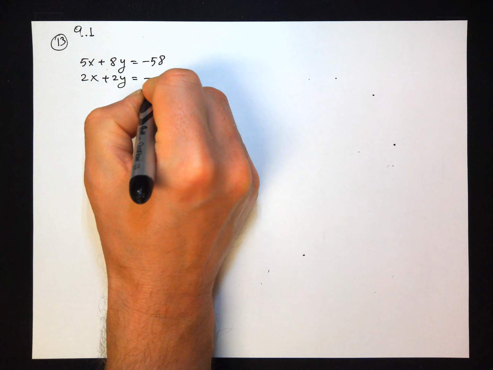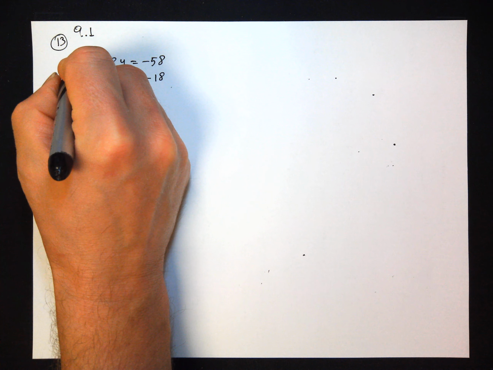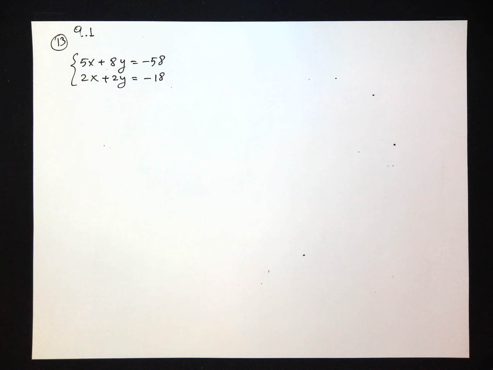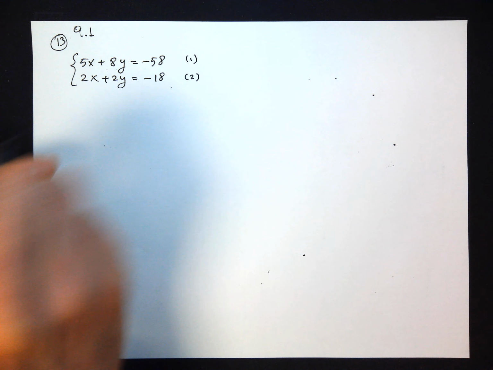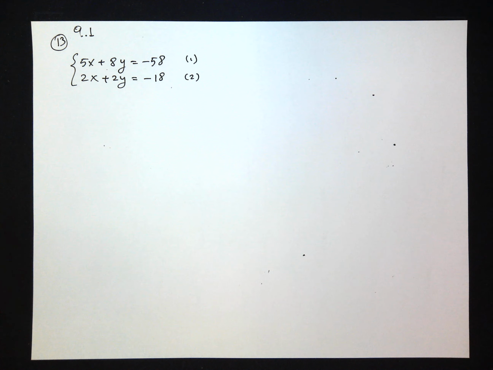equals negative 18. Now, we're doing this, but I'll let you know what the obstacles are for this type of work. So anyway, this is equation 1, this is equation 2. So again, we're going to do the same. We're going to work separately for each of the two equations.